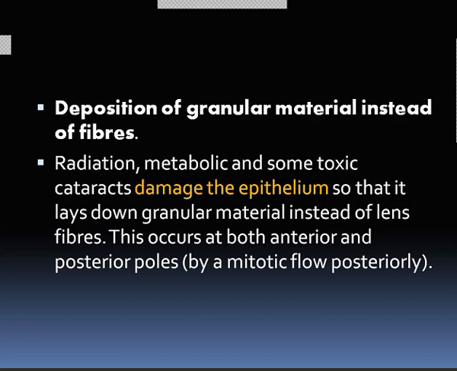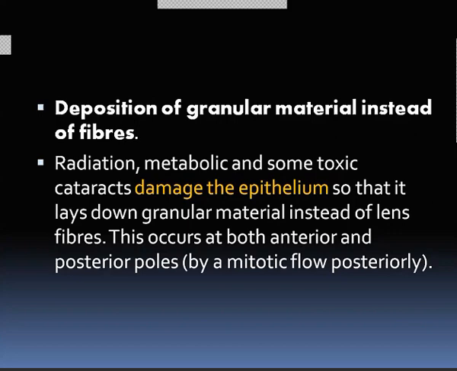For example, radiation, metabolic, and some toxic cataracts. Why is it formed? This is due to damage of the lens epithelium, from where the lens fibers are formed. Because the epithelium is damaged, it cannot give rise to the lens fibers. So what will happen?